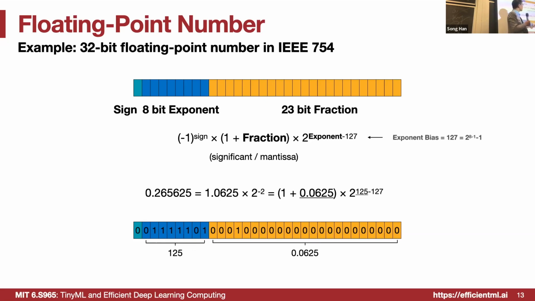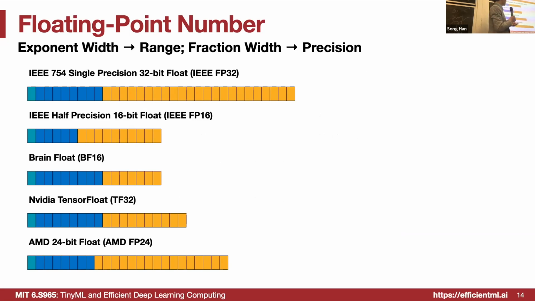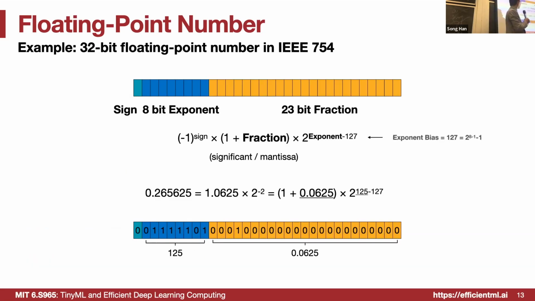8-bit exponent, 23-bit fraction. So let's calculate what this number is representing. Here we have 125 for the exponent. We want to subtract the bias from this exponent, so that's 2 to the power of -1.